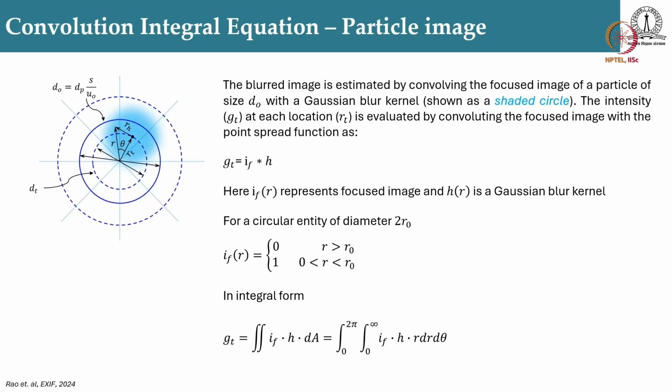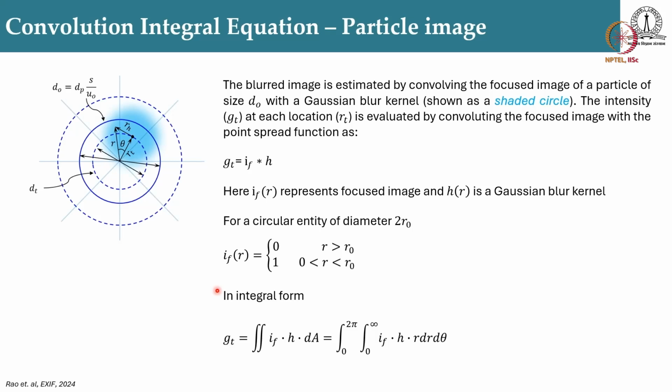So here we consider an axisymmetric, like round, particle, which looks like a circle in the projected image, and that is represented by the solid blue line here. So this is our focused image of the particle, and it is blurred using a Gaussian blur kernel, and we operate this kernel in a convolution to generate the blurred image, and that is represented by this equation. So IF is your focused image, H is your blur kernel, and G is your intensity map in the blurred image. And we can define the IF, that is the focused image, in a mathematical form like this.